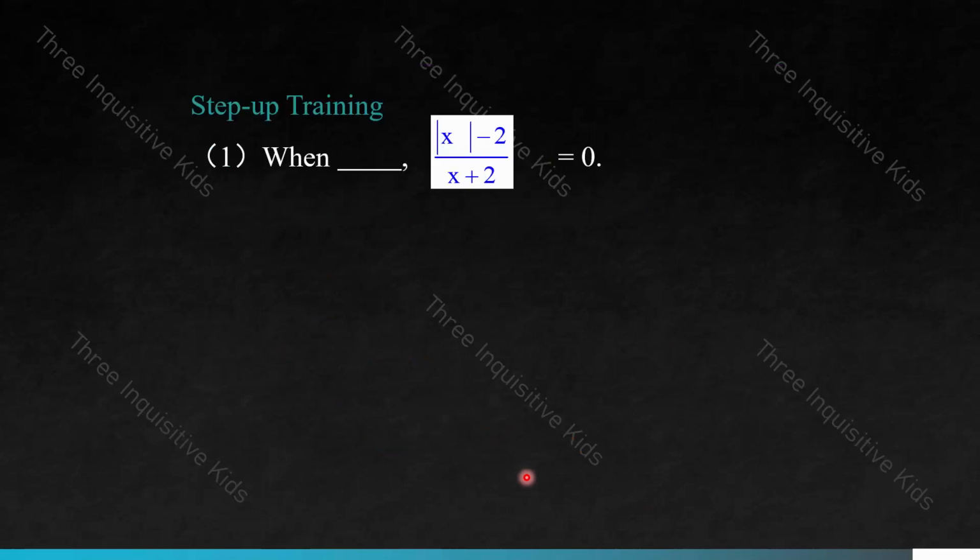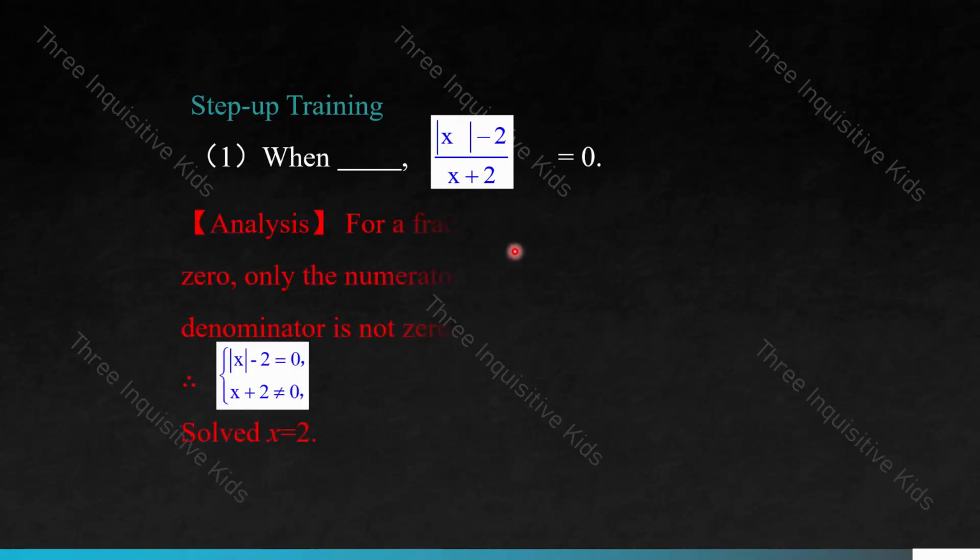Step up training. When blank, the absolute value of x minus 2 over x plus 2 is equal to 0. Here's our analysis. For a fraction to have a value of 0, only the numerator is 0 and the denominator is not 0. Therefore, if we write this into the form of a system of equations, solve x is equal to 2.